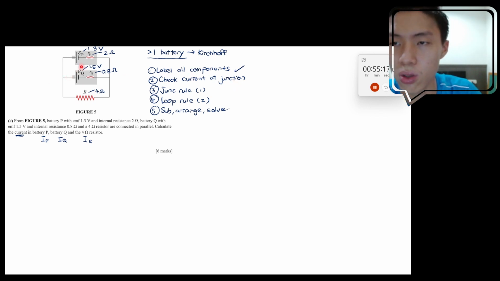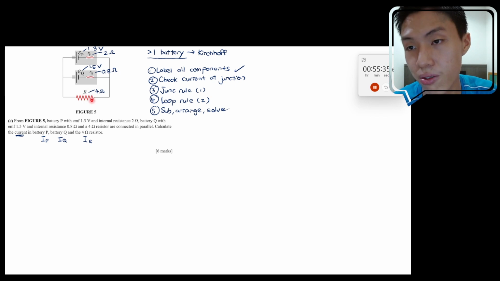So how many junctions do we have? This is not a junction, this is just a bend. This is a junction, this is a junction. So there are two junctions. This is not a junction yet, just these two only. So what do you check? You check the current. So look over here. Is there any current flow indicated in the diagram? Well, they didn't indicate any kind of current flow, right?